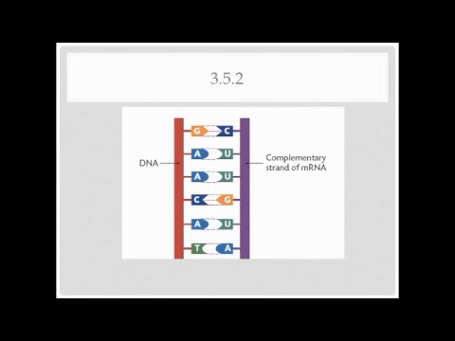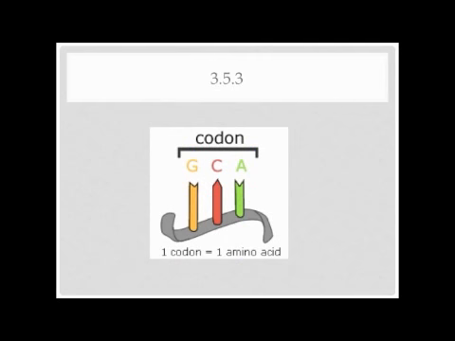This new strand is called messenger RNA, also known as mRNA. 3 bases form a codon, and each codon codes for a particular amino acid. These amino acids that we are talking about form proteins.